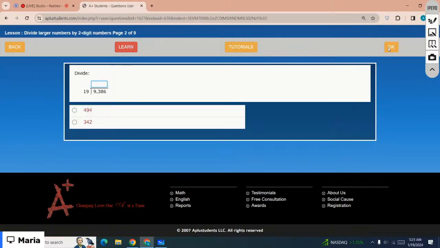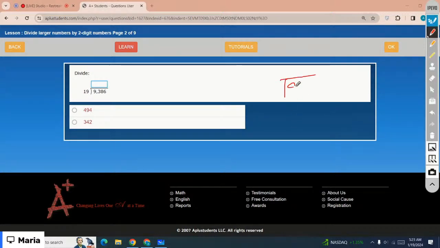Okay, 9386 divided by 9. 19, sorry, not by 9, right? So 19 times 1 is 19, 2 is 38, 19 times 3 is 57, 19 times 4 is 76, 19 times 5 is 95. 95 is greater than 93, right? We can go for 19 times 4, that is 76.